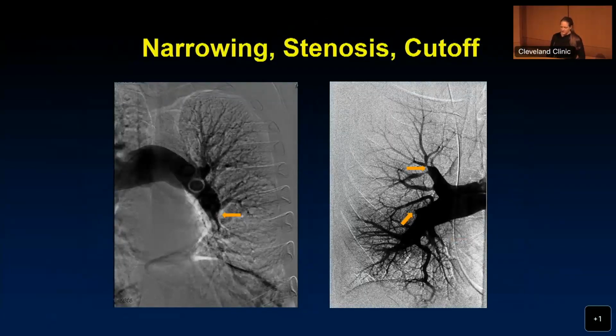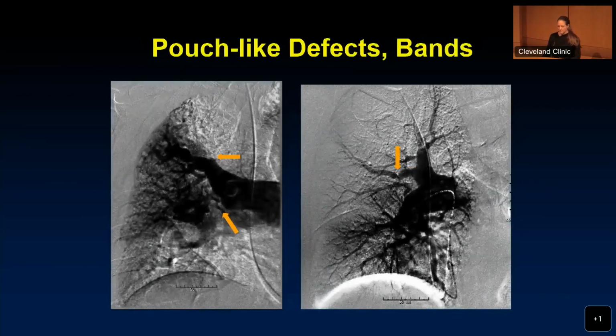Some of the signs you can see on PA-gram that may be harder to appreciate on CT, because again, with CT, you're kind of looking for the absence of blood vessels, are stenosis, abrupt cutoffs and sort of beaking of these blood vessels. This is almost like a little stump where there should be a blood vessel here. This is all signs of, you know, likely there's some sort of proximal occlusion here that you can strip out with surgery and the patients are going to get better. Pouch-like defects and bands are other things that you can see on a PA-gram and appreciate more effectively.